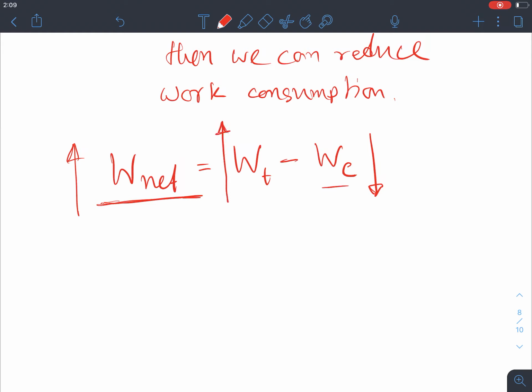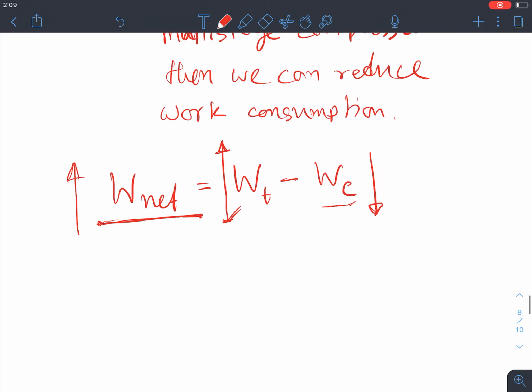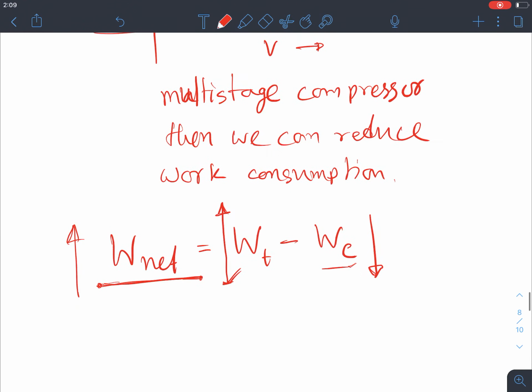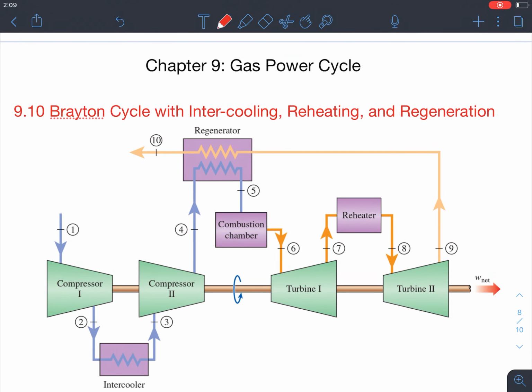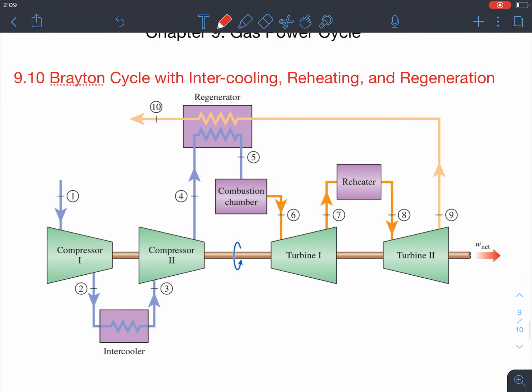Or we can keep the compressor work constant and increase the turbine work output, then we can increase the W net as well. Or we can do both at the same time: increase the turbine work output and decrease the compressor work, and eventually we will be able to increase the net work output. So by that way we can increase the efficiency, right? So if we incorporate multi-stage compression and multi-stage expansion, then we can increase the net work output of the Brayton cycle. How can we do that?